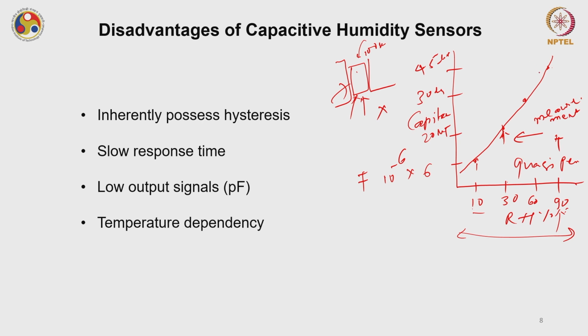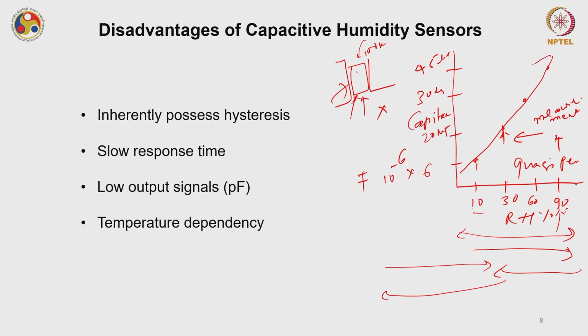So when you come back to 10, because if you remember how you calculated the hysteresis, you went on increasing the concentration of analyte, and then you came back to the minimum concentration level. So here you have increased the concentration from 10 RH percent to 90 RH percent, and then you come back from 90% RH to 10% RH.